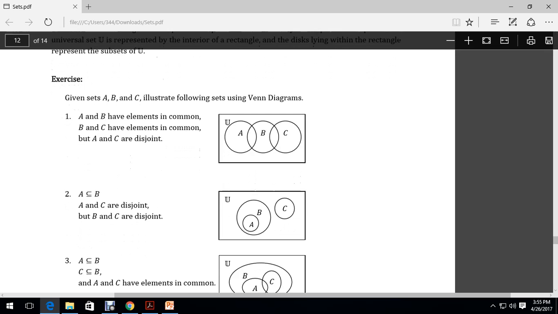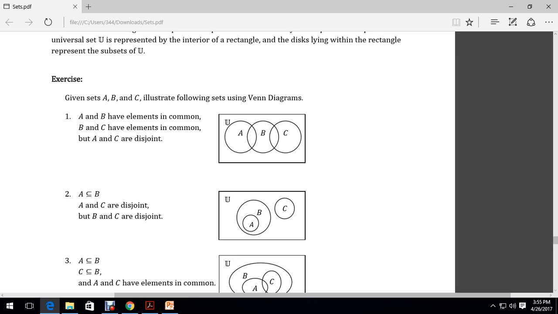Number 1, A and B have elements in common. A and B are said to have elements in common. That means they have an intersection, and the intersection is represented by an overlap between the drawings for representing set A and set B. Now, the points that would appear in this overlap would represent those elements that are common to both A and B.